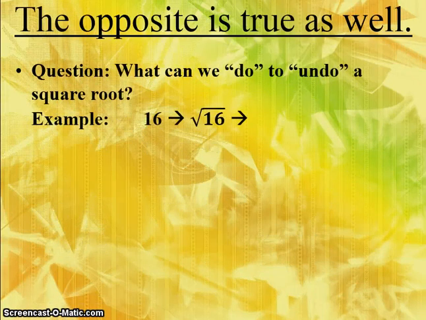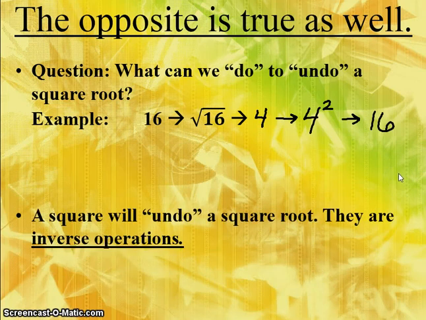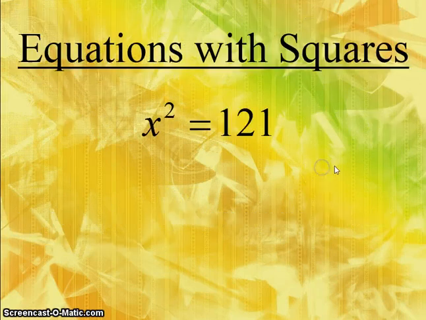The opposite is true as well. What can we do in order to undo a square root? So for instance, if we start with the number 16 and we square root it, we would get 4. Well, what can we do to 4 in order to get back to 16? Well, we can square it. We can times it by itself. 4 times 4 is 16. And what we just proved was a square will undo a square root. They are inverse operations.